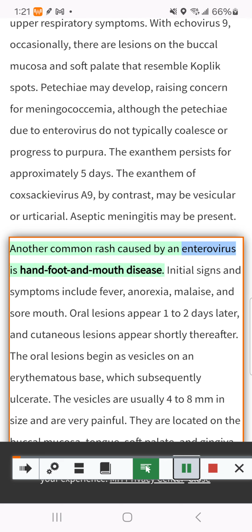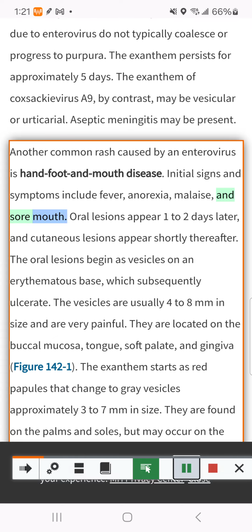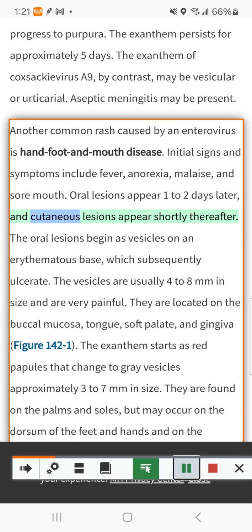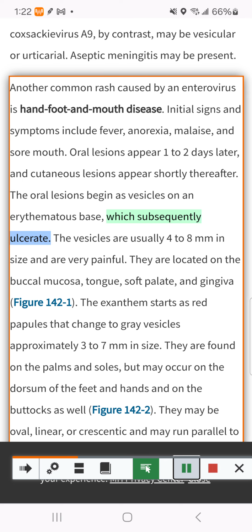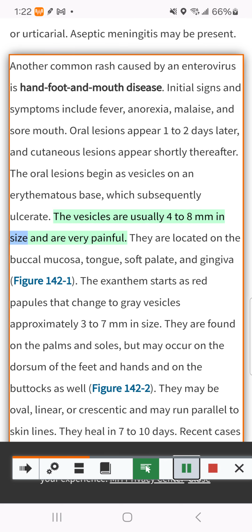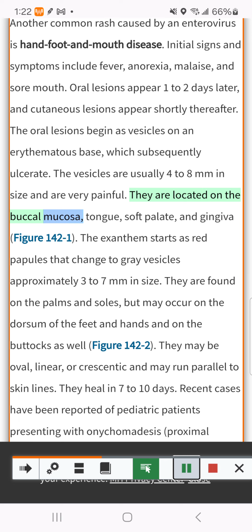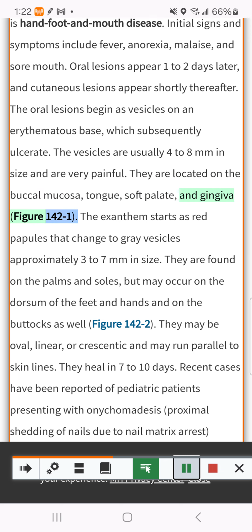Another common rash caused by an enterovirus is hand, foot, and mouth disease. Initial signs and symptoms include fever, anorexia, malaise, and sore mouth. Oral lesions appear 1 to 2 days later, and cutaneous lesions appear shortly thereafter. The oral lesions begin as vesicles on an erythematous base, which subsequently ulcerate. The vesicles are usually 4 to 8 mm in size and are very painful. They are located on the buccal mucosa, tongue, soft palate, and gingiva, figure 142-1.